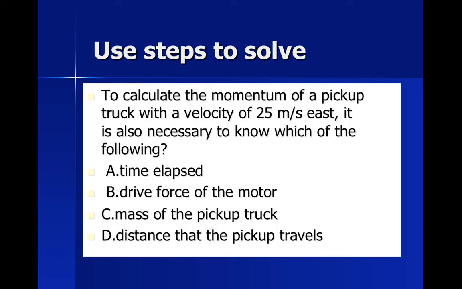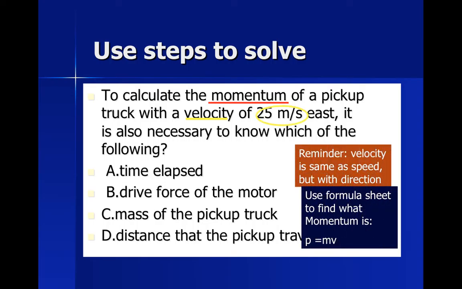Hopefully you did that. Hopefully you paused it and looked for momentum. All right, what we're looking for is this formula. P is for momentum, and as you look, the formula is mv, m for mass. If you don't remember what m is, look it up on your formula sheet. Lowercase v for velocity, not capital V, which is voltage, lowercase v. So here it is. We need velocity, which they give us. We also need mass. So the answer would be C. To find momentum, you need mass and velocity.